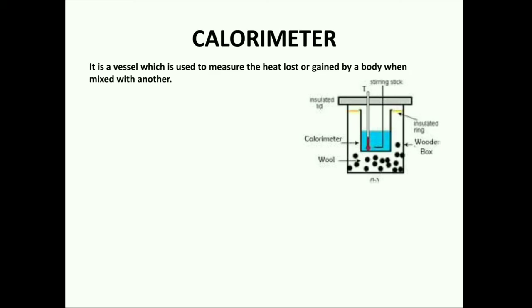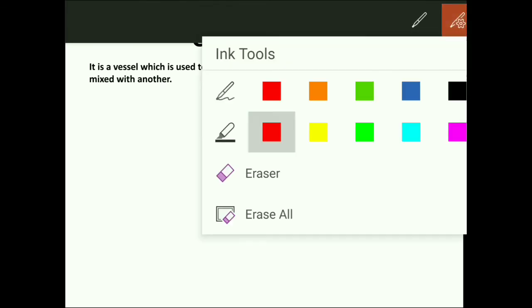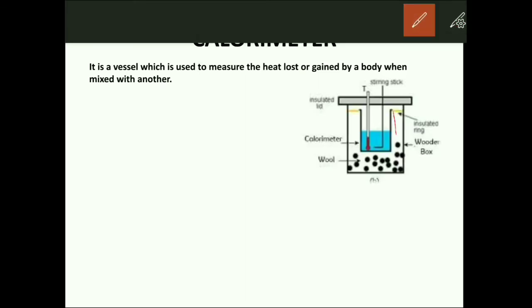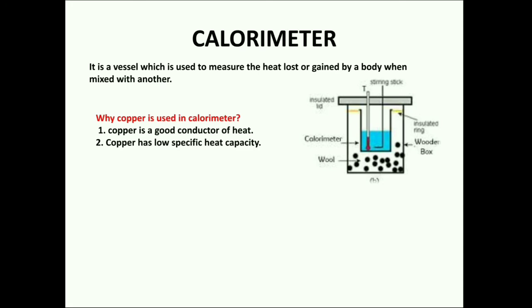Okay, and if you check this calorimeter properly, it is made up of a copper vessel. See, the vessel is made up of copper. There is a thermometer also. The question will be like this: why is copper used in a calorimeter? Your answer will be: because it is a good conductor of heat, and it has very low specific heat capacity. Because of these two reasons, copper is used in a calorimeter.